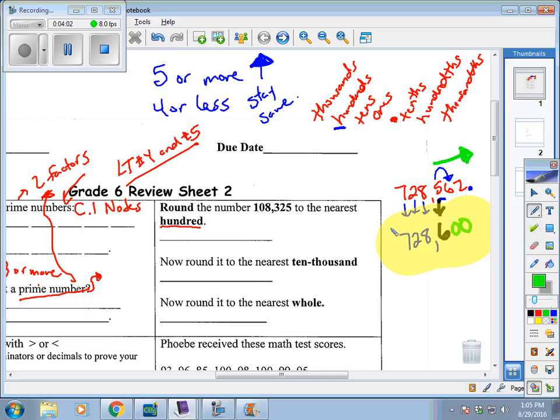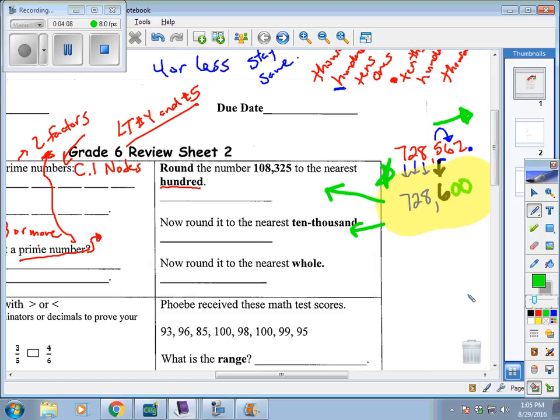Okay? So you need to apply that to all of these. Now, I'm just going to tell you right now, this one here, I'm just going to go ahead and give you the answer. It's a little bit confusing. Okay, it says round it to the nearest whole.